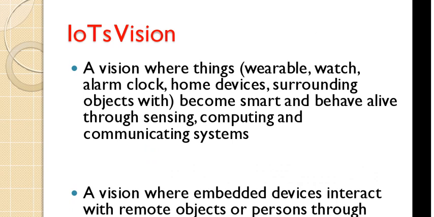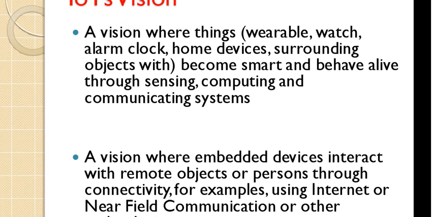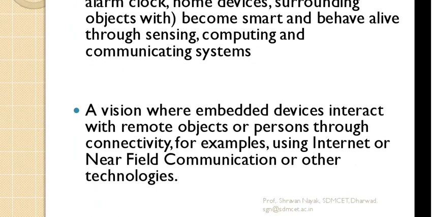So ultimately when you have got a car, instead of you controlling the car, the car will on its own have its control, and in turn it will take you to the destination in a safer and comfortable manner. So this is the concept of IoT, or the vision of IoT, right? A vision where embedded devices interact with remote objects. Please look at this definition carefully. Vision where embedded devices interact with remote objects or persons through connectivity, right? You have to have the vision to realize these things.